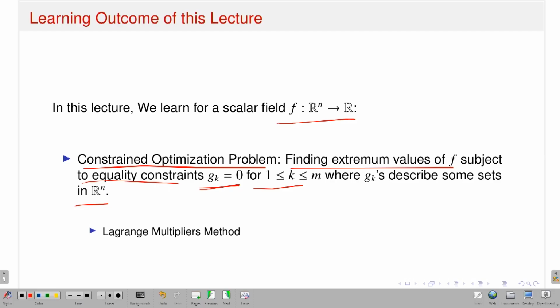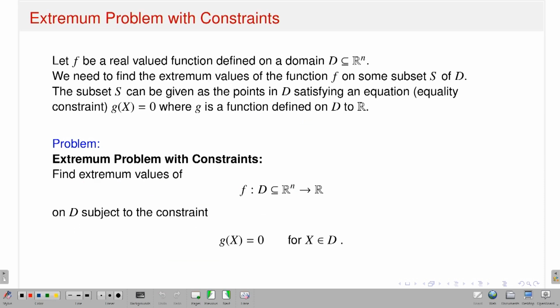Those kinds of problems are called constraint optimization problems, and to handle that problem you have this nice method called the Lagrange multiplier method, to reduce your constrained maximum problem to an unconstrained one and solve it. Okay, so that's what I have written more clearly.